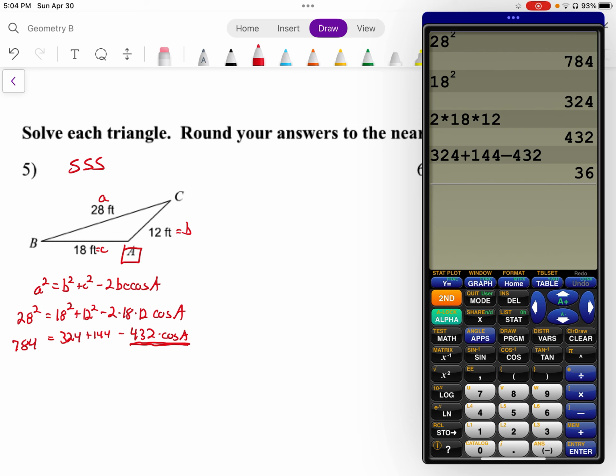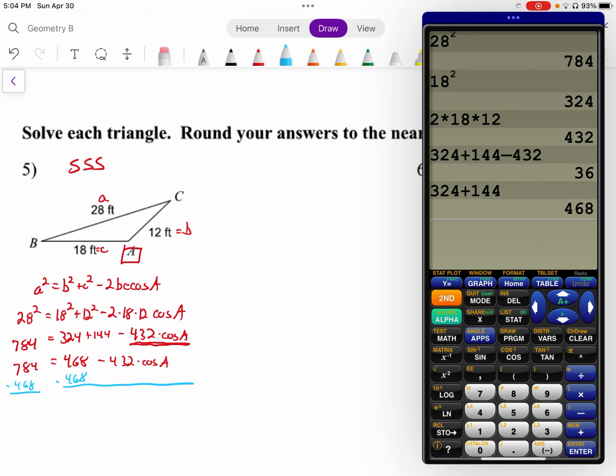We need to do 324 plus 144, which is 468. So we have 784 equals 468 minus 432 times the cosine of A. We will go ahead and subtract 468 from both sides. And now it's just solving.